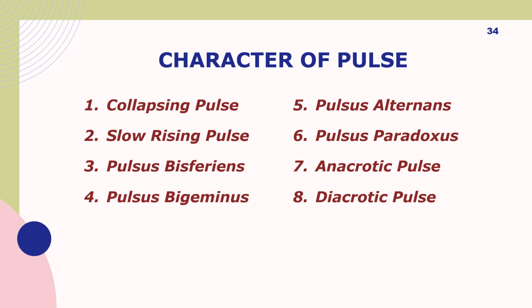Now let's look at some special pulse patterns that help diagnose many conditions. First, we will discuss collapsing pulse. Second, we will discuss slow rising pulse, then pulsus bisferiens and pulsus bigeminus, pulsus alternans, pulsus paradoxus, anacrotic pulse, and finally dicrotic pulse.